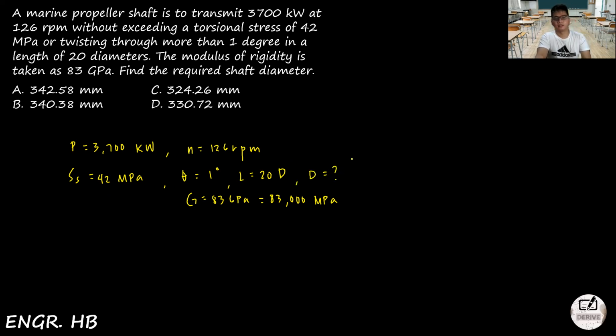So find the required shaft diameter. Here's the thing, guys. We're looking for the diameter, but two conditions are given: the stress and the angle of twist. We know the stress is equal to 16T over pi d cube, meaning once we get the torque from the power and shaft speed, we can solve the diameter here. But there is also a given angle of twist, which is equal to TL over JG, and we can get the diameter from the polar moment of inertia, where J is equal to pi over 32 d raised to 4.